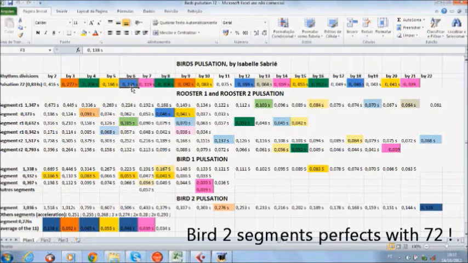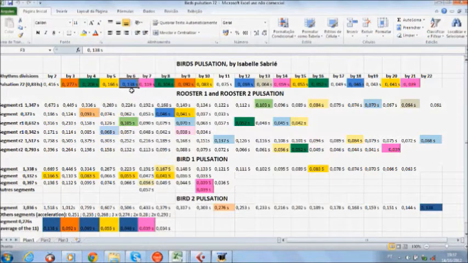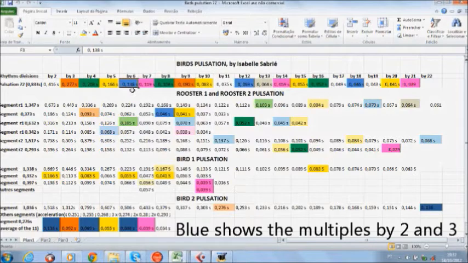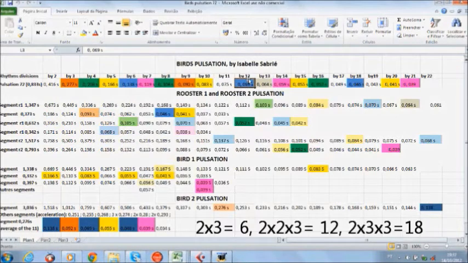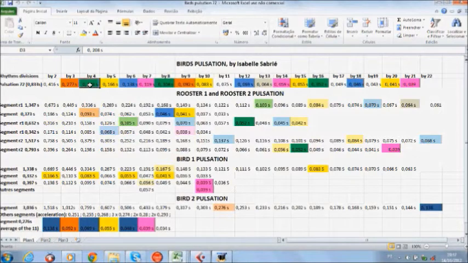This one is corresponding to a division by 6. Why is it blue? It's because 6 is a multiple of 2 and 3. 2 times 3 makes 6. And here, 12: 2 times 2 times 3 makes 12. And 2 times 3 times 3 makes 18. So the blue ones are multiples of 2 and 3.